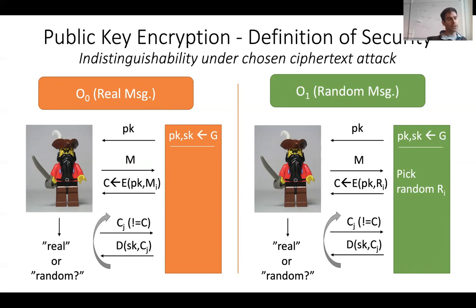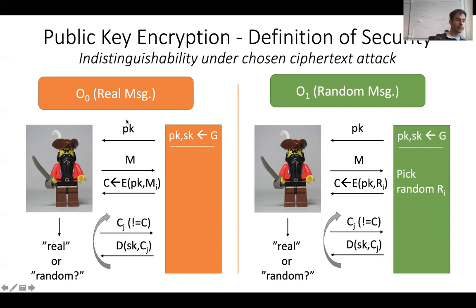And since we are cryptographers and we're paranoid, if we ask for security in the worst case scenario, where the adversary has access to an oracle that decrypts arbitrary ciphertexts of his choice, then we automatically get security also against an adversary who has access to partial decryption oracles. So how do we model this?